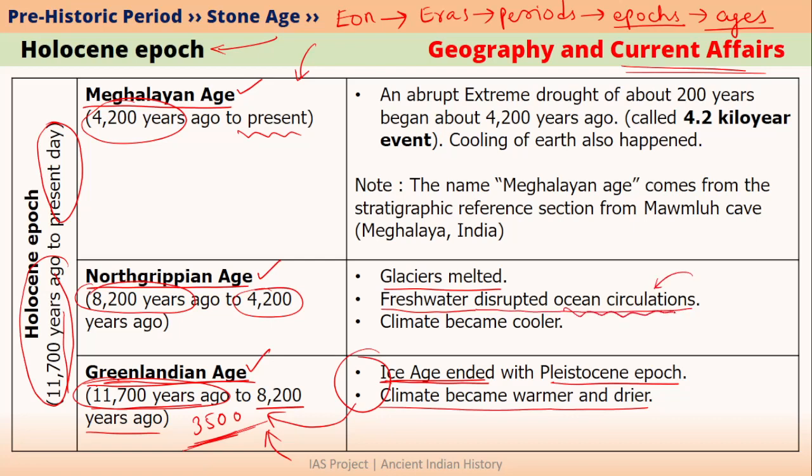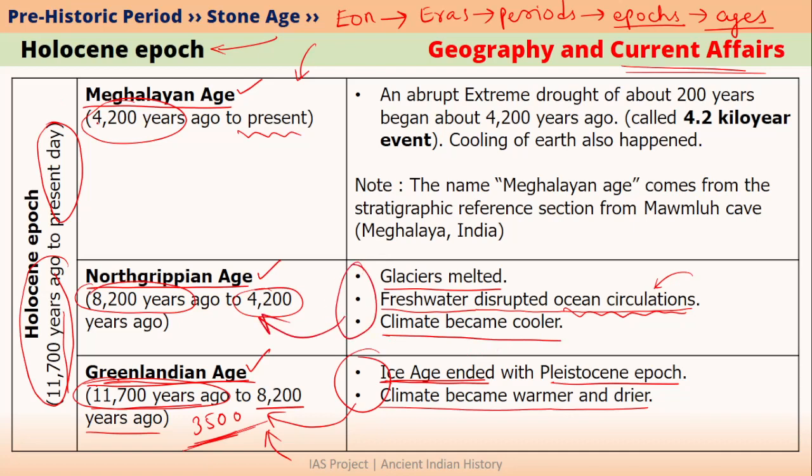What are ocean circulations? You must have studied in geography. What basically happens is, within the oceans there are ocean currents which distribute water within the ocean as well as in between two or more oceans. These help to regulate the Earth's temperature and climatic conditions. As these ocean circulations were disrupted because of freshwater addition from glaciers melting, what happened was climate became cooler. So these three changes happened in North-Gripian Age.